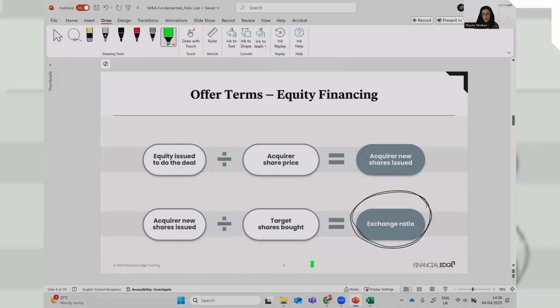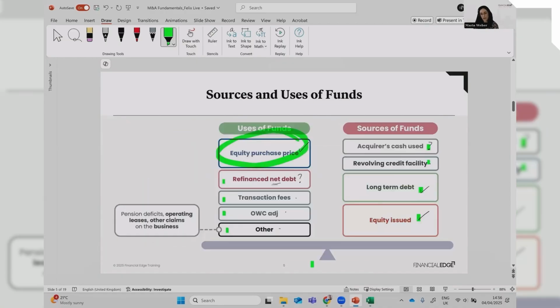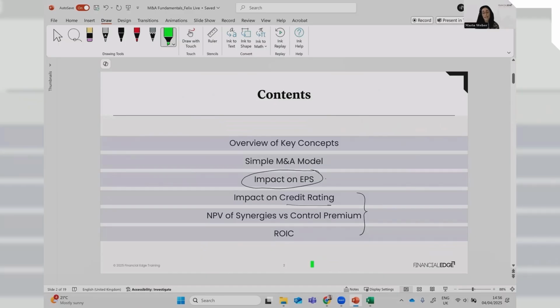And then from an analysis point of view, okay, we're not going to get into all of that. The one thing we looked at is EPS, accretion or dilution. We hope to see an increase in earnings per share as one of the metrics. And then in next week's session, we'll look at EPS again for a bit of a more complicated model. And then we'll look at credit ratings, synergies, and return on invested capital.